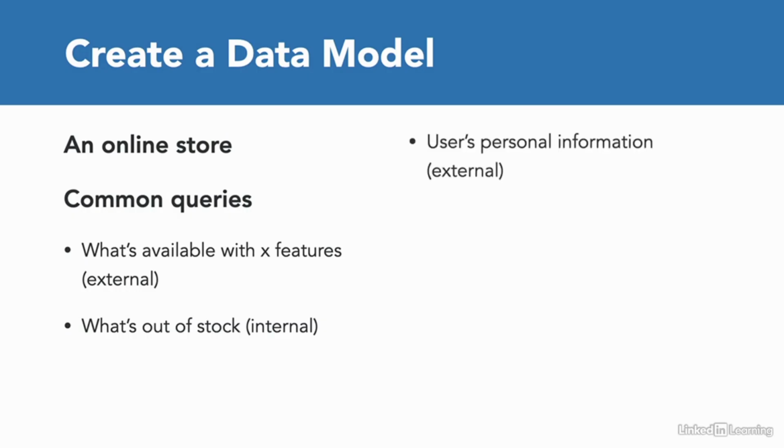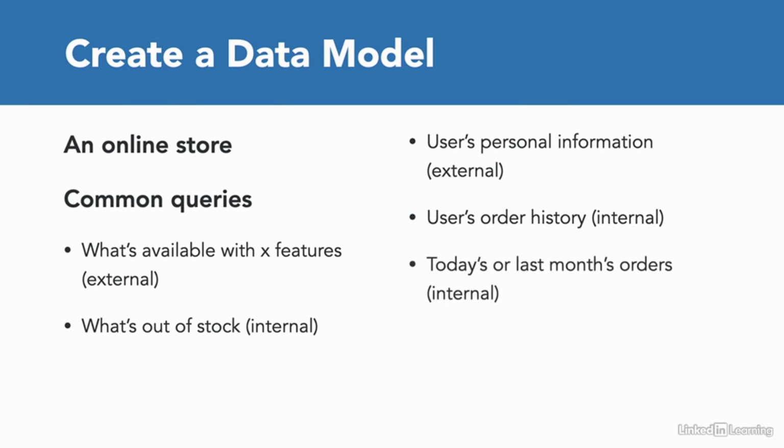The next one is a user's personal information. You can expect that that's a query that will often come from customers. The next one is for a user's order history. That one is mostly used internal. And then the next one is today's or last month's order. That one is also mostly used internal. I know this is a fairly vague specification, but it's still a good exercise to get you thinking about how you might model this and what further questions you might have to ask to make decisions for the data model.